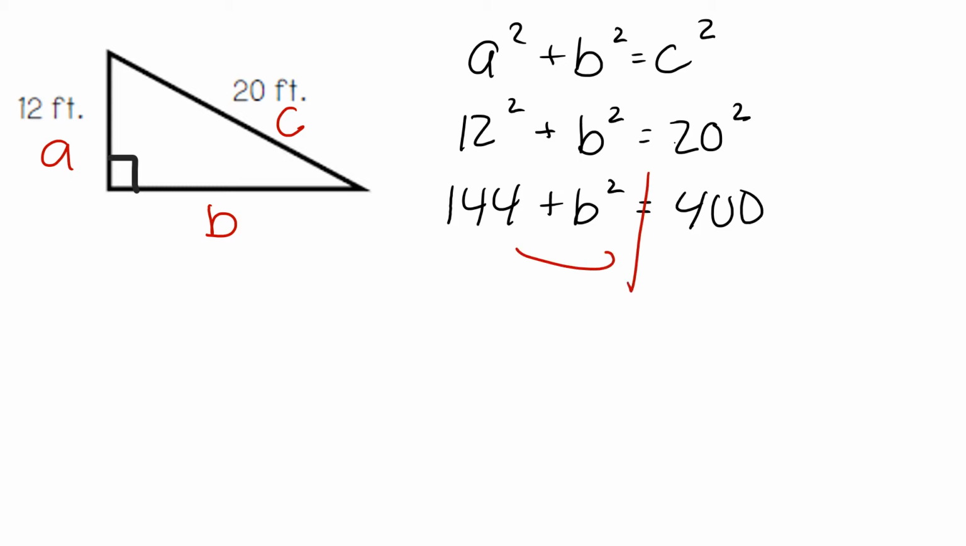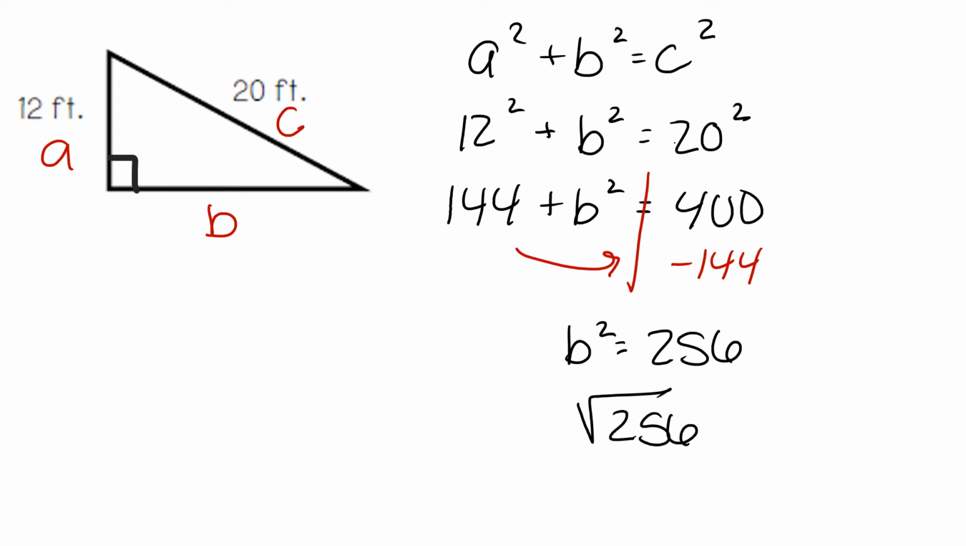To combine like terms, 144 and 400 are on opposite sides, so we do the opposite operation. We do a minus 144, and we get 256. The last step of the Pythagorean theorem is to take the square root. The square root of 256 is 16. B equals 16.